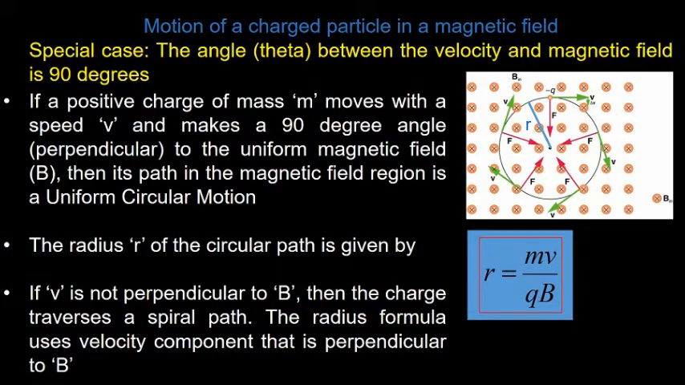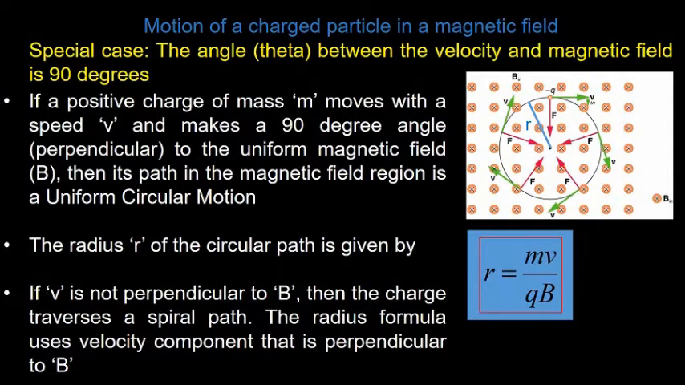In this video, I discuss the motion of a charged particle in a uniform magnetic field. The special case that I am assuming in this video is that the angle between the velocity of the positive charge and the magnetic field is 90 degrees. It's just a special case, and this makes our calculations a little simpler. After we understand the special case, we will understand the general case when the angle is not 90 degrees.